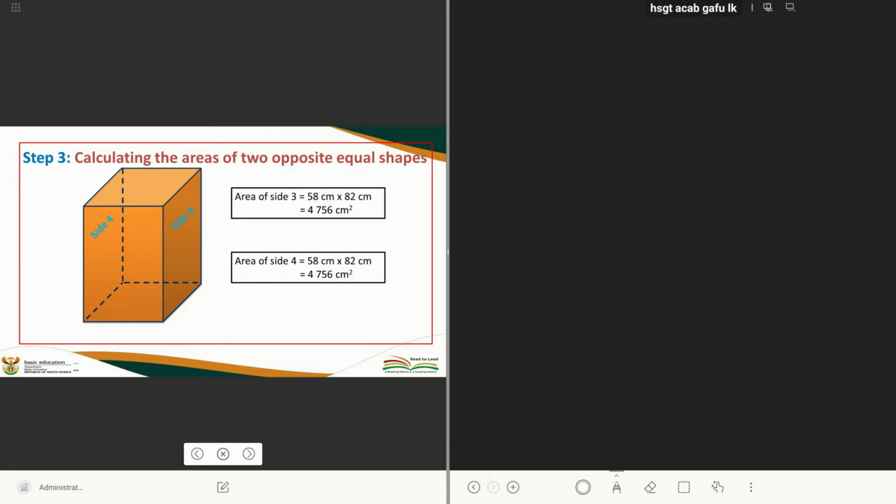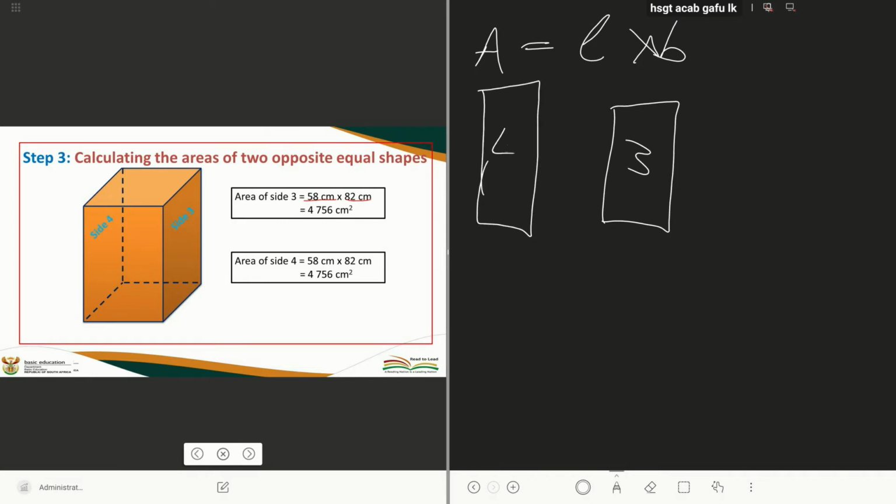We just use the same formula again: area equals length multiplied by breadth. What we do, we substitute here the area of side number 3. So we expect our side number 3 to be the same as the area of side number 4. So the area that is given there, we get 4,756 centimeters squared. So we take the area of side number 4. The area of side number 4 is equal to the area of side number 3.